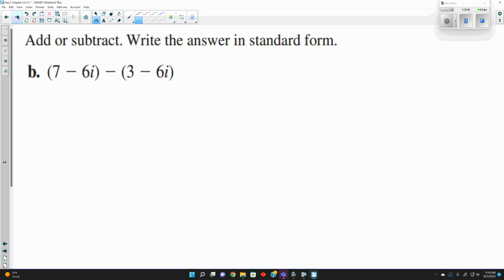Now let's look at this one here. Because we have 7 minus 6i. But this minus is going to be applied to both. So we don't have positive 3, we actually have negative 3. Because whenever we subtract, we have to apply that sign to everything after it in those parentheses. So the negative 6i is actually going to be plus 6i, because we have to distribute that negative through.